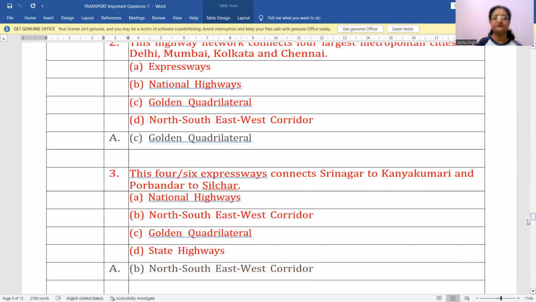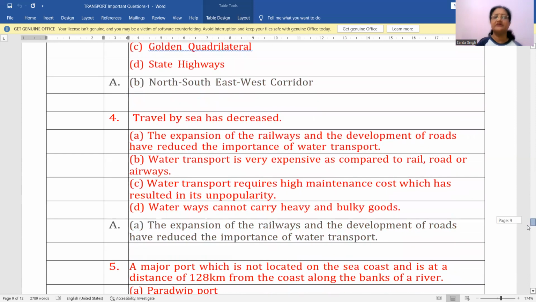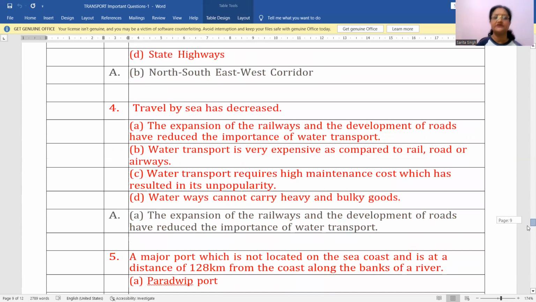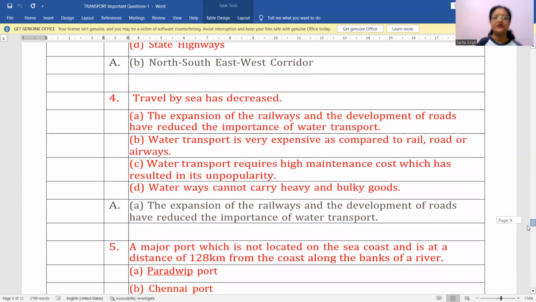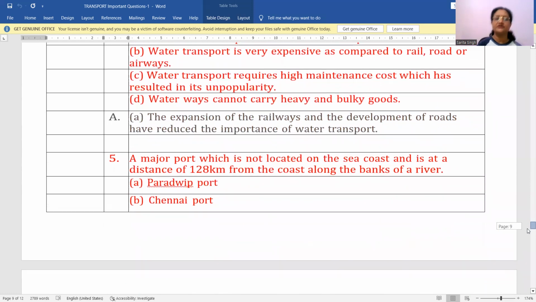Next is travel by sea has decreased. Expansion of the railways and the development of roads have reduced the importance of water transport. Water transport is very expensive as compared to rail, road and all. Water transport requires high maintenance cost. Waterways cannot carry heavy and bulky goods. In this, the correct answer will be A, the expansion of railways and the development of roads have reduced the importance of water transport.